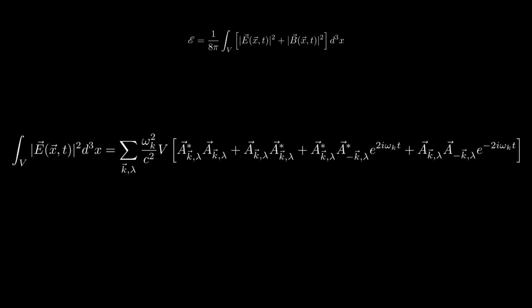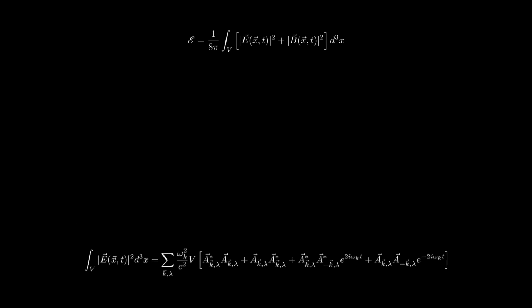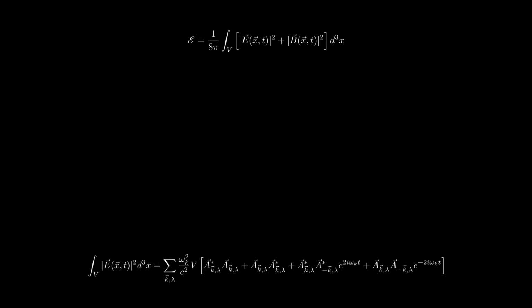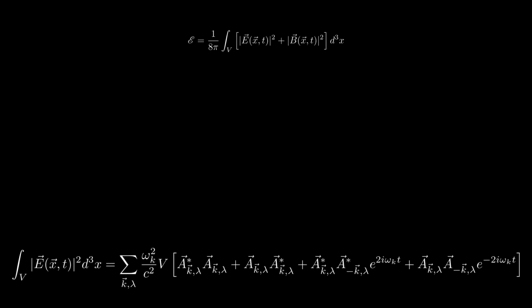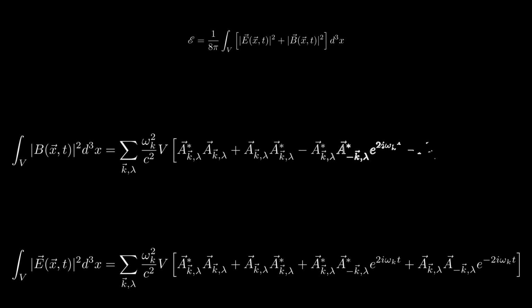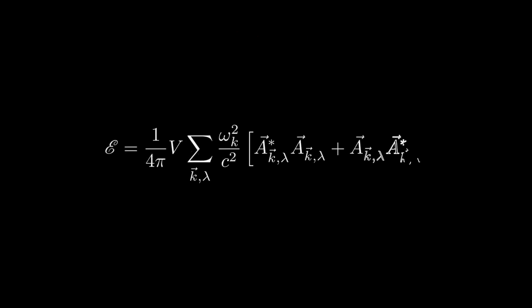Since the magnetic field is the curl of the vector potential, we can get an expression for the magnetic field and its conjugate. Dotting these together and taking the integral, we now have the second half of the energy equation. Now, notice that the only difference between the electric field and magnetic field expression is that they have opposite signs on the third and fourth terms. When summing, the total energy reduces to a sum of time-independent contributions from the individual modes.